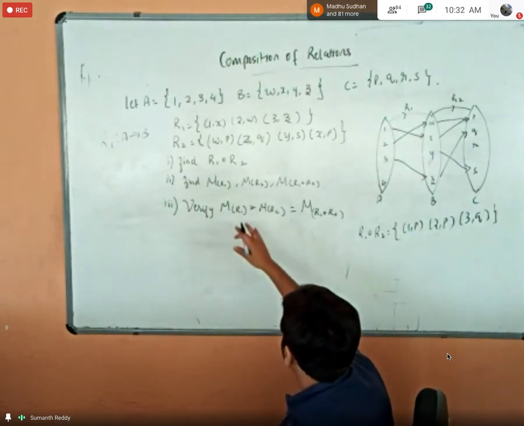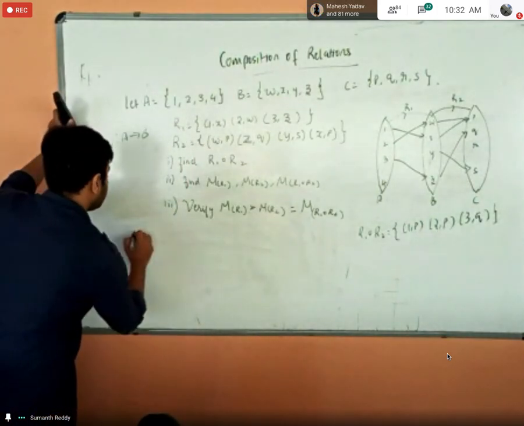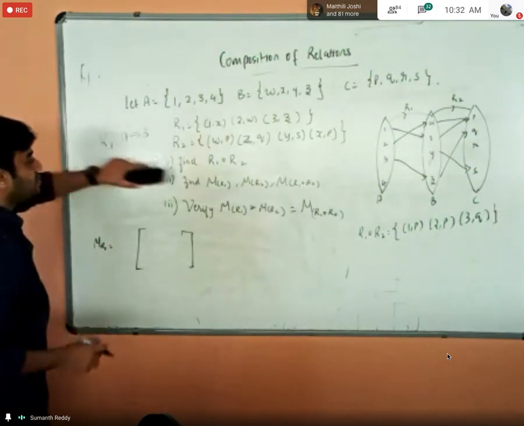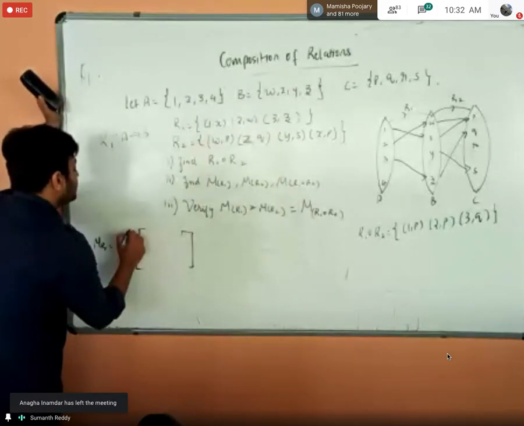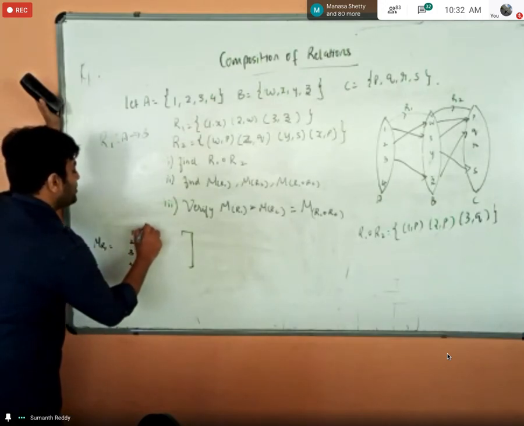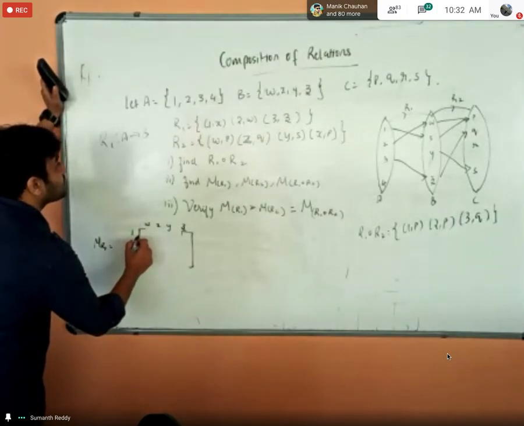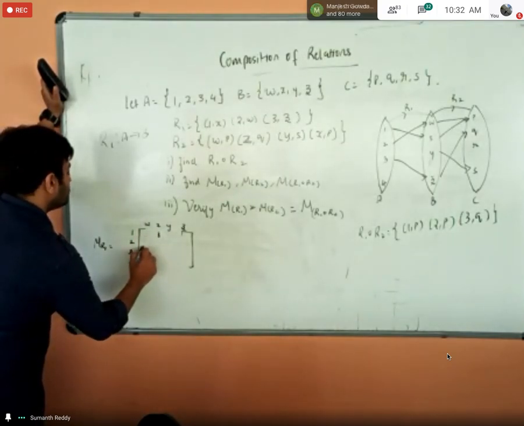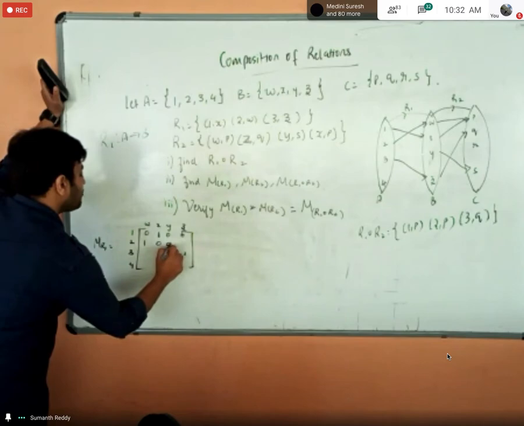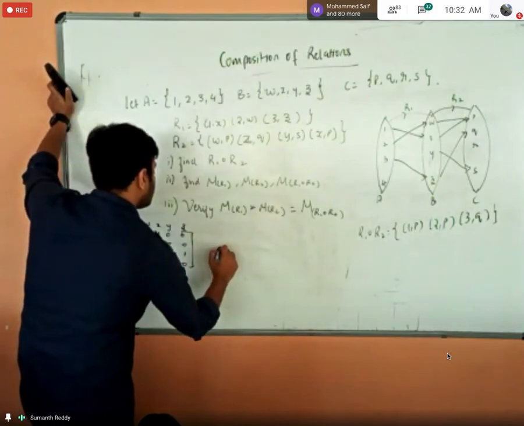And once you find this, the matrices for R1, R2, and R1 composition of R2, I'll just quickly write them. So the matrix for R1. Since R1 is a relation from A to B, all the row elements will be the elements of set A, and the column elements will be from the set B, that is W, X, Y, Z. So this relation has the ordered pairs 1x, 2w, 3z. Other than these, all the remaining will be zeros. Fine. And the matrix of R2.